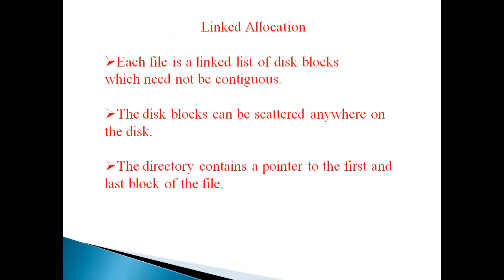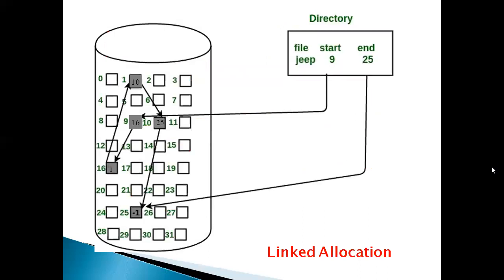The directory contains a pointer to the first and the last block of the file. So linked list allocation consists of the directory, which maintains a pointer to the first and the last block of the file. This is the image of linked allocation. This is a disk that runs from block 0 to 31.